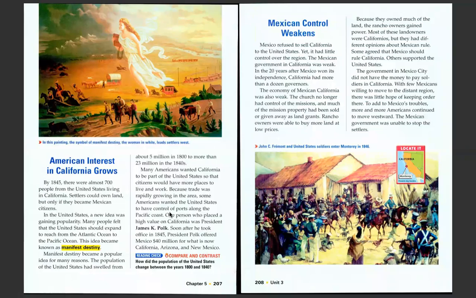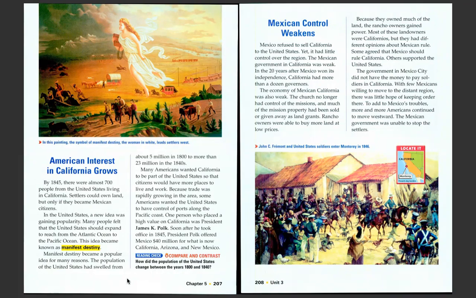American interest in California grows. By 1845, there were almost 700 people from the United States living in California. Settlers could own land, but only if they became Mexican citizens. In the United States, a new idea was gaining popularity. Many people felt that the United States should expand to reach from the Atlantic Ocean to the Pacific Ocean. This idea became known as Manifest Destiny.